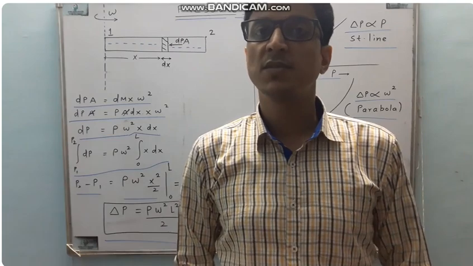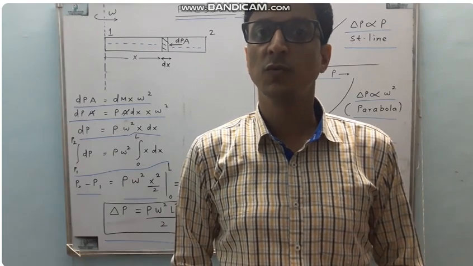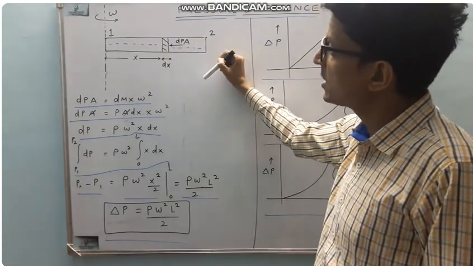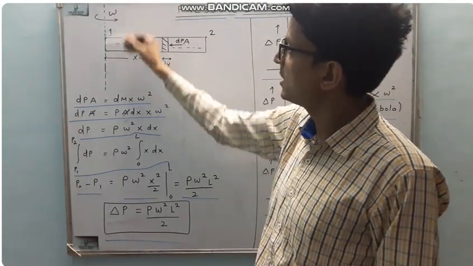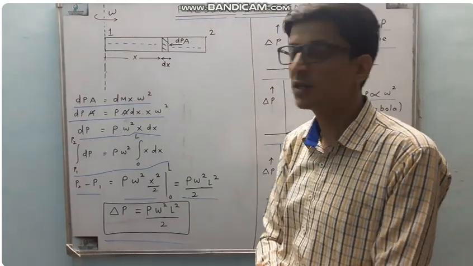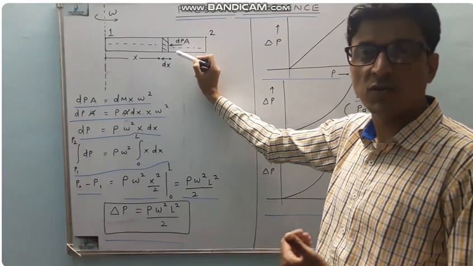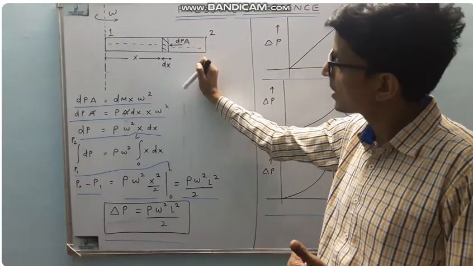Today I will discuss pressure difference in a rotating tube. Here we have a rotating tube which is rotating about an axis passing through the end and perpendicular to the length of the tube. So liquid will be forced to come out because of the centrifugal force.